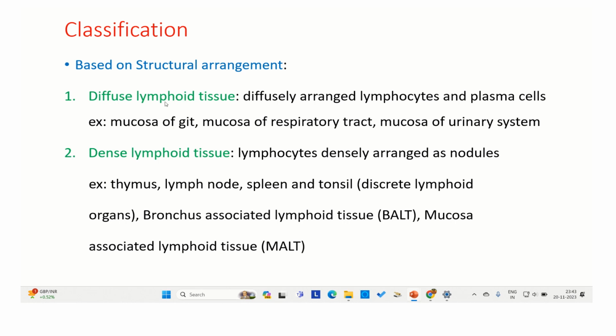This is dense lymphoid tissue, as opposed to freely scattered lymphocytes. The same lymphocytes, if they are densely arranged as nodules, are seen in specific lymphoid organs, which are called discrete lymphoid organs: thymus, lymph node, spleen, and tonsil. In the respiratory tract and in the gastrointestinal tract, we can see two more aggregations. In the respiratory tract, it is bronchus associated lymphoid tissue. In the GIT, it is mucosa associated lymphoid tissue. Examples, Peyer's patches.